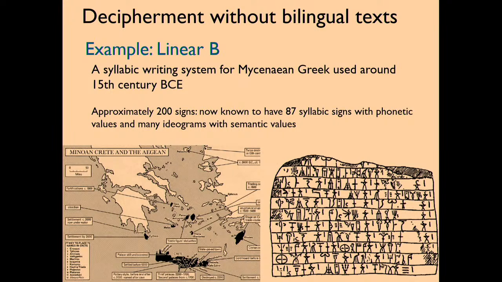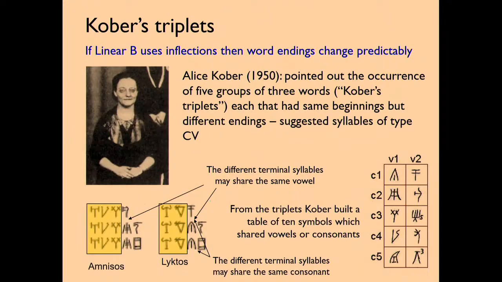This is a syllabic writing system that was used for writing Mycenaean Greek around the 15th century BCE. If you look at examples of this, there are about 200 signs. Now we know that these are 87 syllabic signs, and a few of the remaining are actually ideograms which have some semantic character. The first step towards deciphering Linear B was taken by Alice Kober, who pointed out that many of these sequences have either a common prefix or a common suffix. She guessed that these might be consonant-vowel combinations. So what is happening is that you have certain consonants which are being used in conjunction with certain vowels. This commonality was essentially representing some kind of consonant-vowel structure.